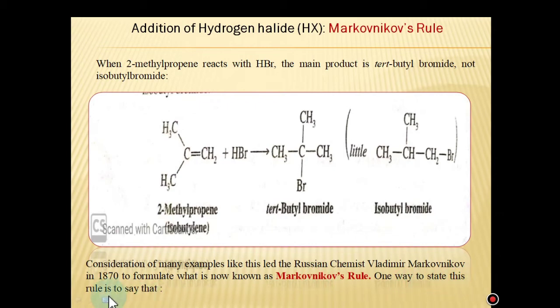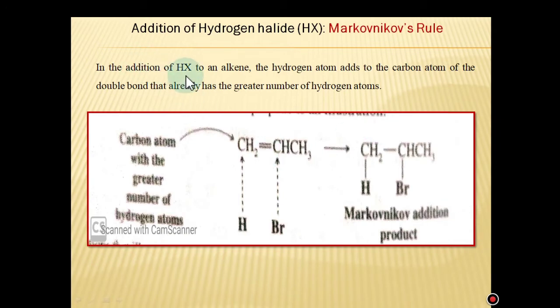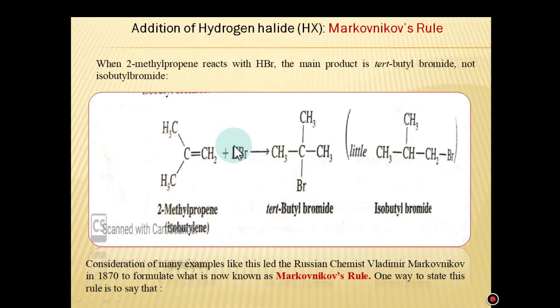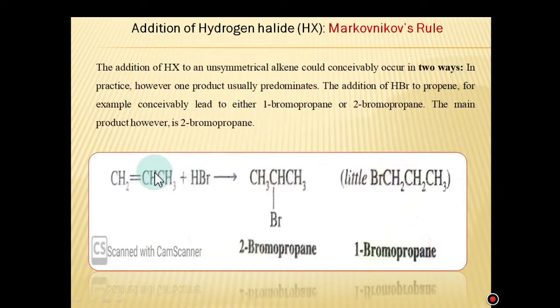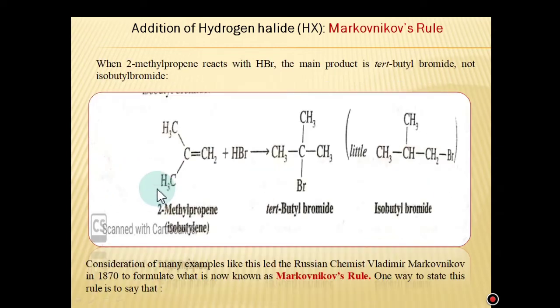One way to state this rule is to say that in addition of HX to an alkene, the hydrogen atom adds to the carbon atom of the double bond that already has the greater number of hydrogen atoms. You can see this in the previous examples. Here, this hydrogen atom attacked that carbon which already has the greater number of hydrogens. Here the number of hydrogens is 2, while here it is 0. In the previous example, propene, the H attacked that carbon. Here the number of hydrogens at the double bond is 2, while here it is only 1.